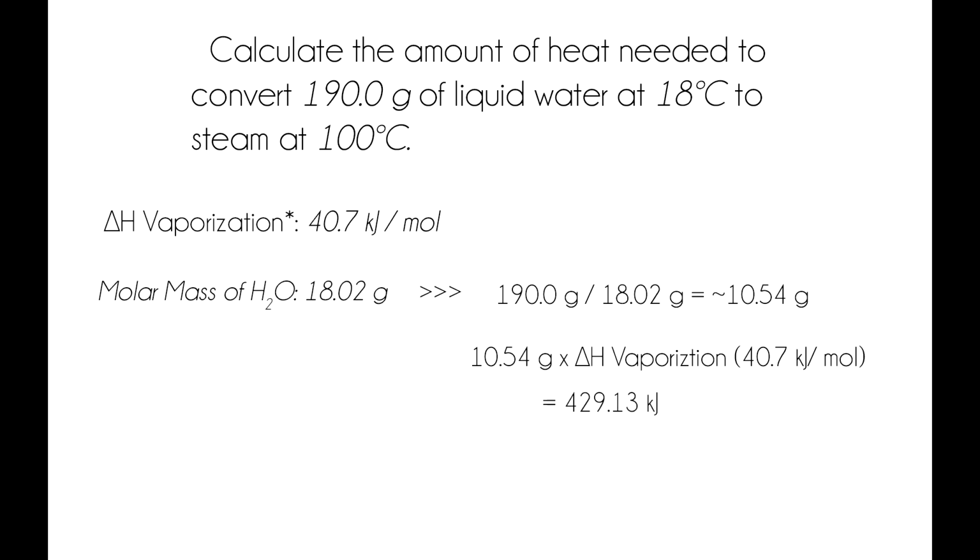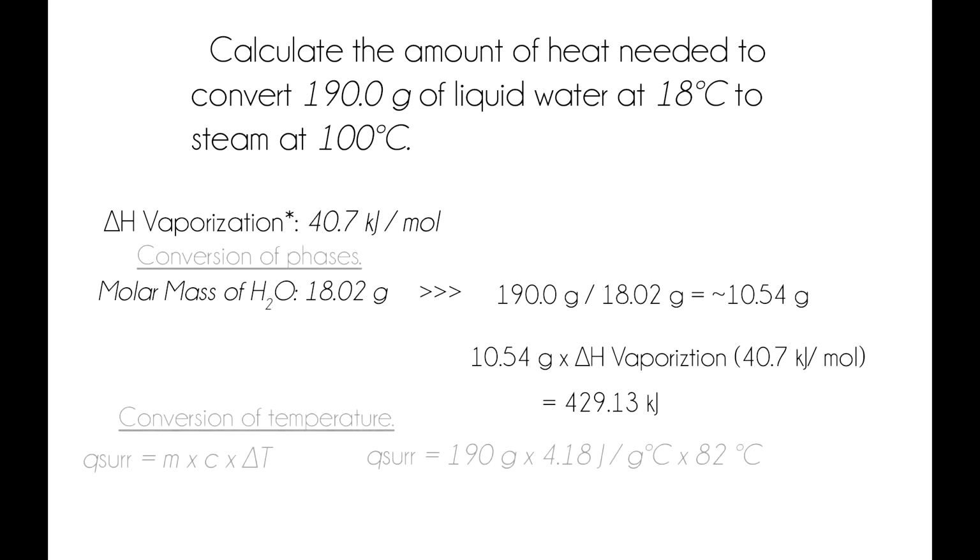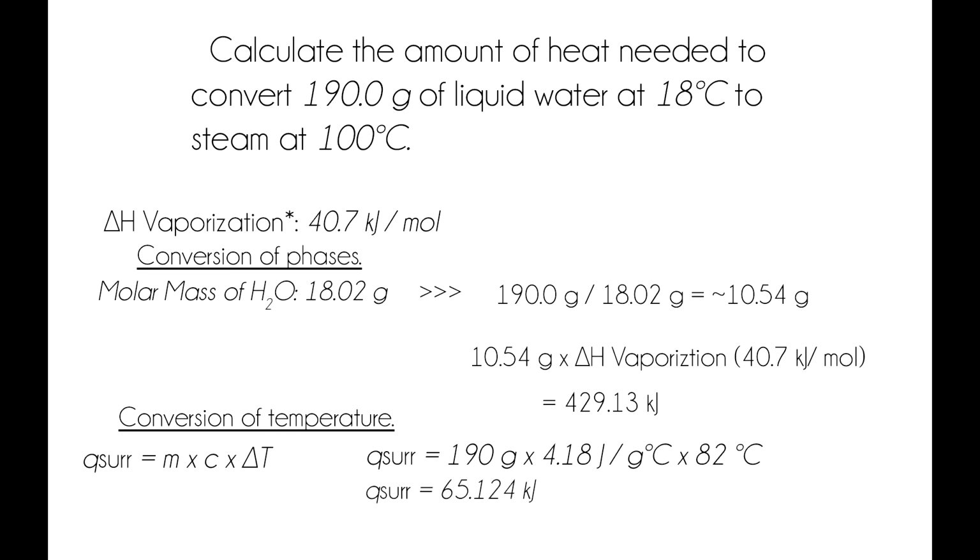429.13 kilojoules. And then finally we just do 429.13 kilojoules plus 190 times 4.18 times 82, which is the other heat change. And that 4.18 comes from delta H fusion, and 82 is 100 minus 18. 190 is the mass. So we just add that to our other one, 429.13, and that gives us our total energy used, which is 494.2544.